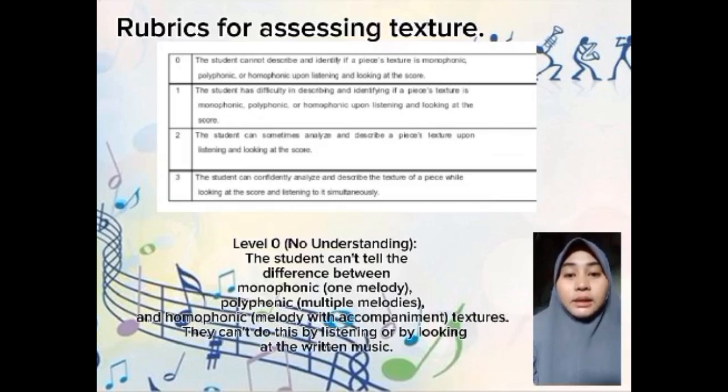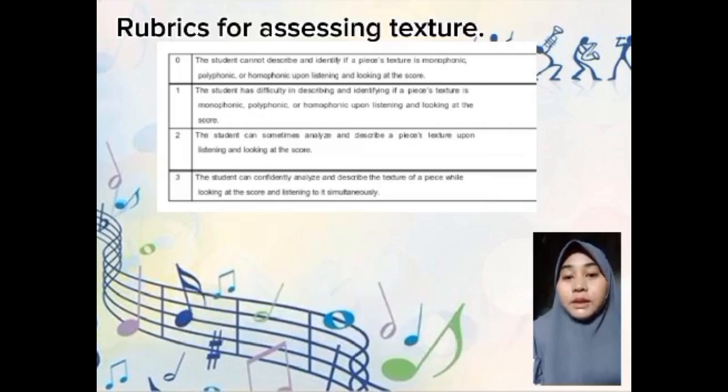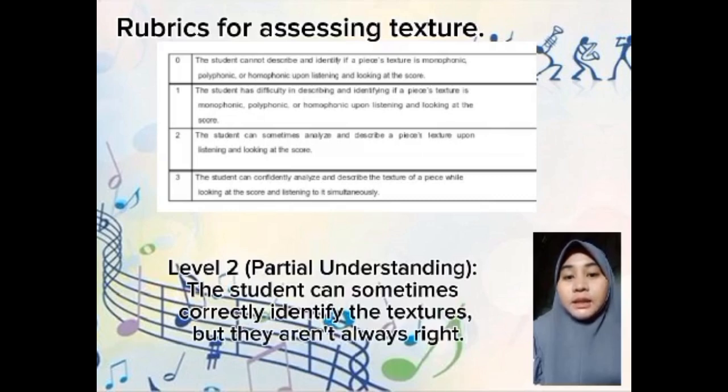The student can tell the difference between monophonic, one melody, polyphonic, multiple melodies, and homophonic, melody with accompaniment texture. They can do this by listening or by looking at the written music. Level 1, limited understanding. The student has trouble telling the difference between the textures, might get some right, but they are not consistent. Level 2, partial understanding. The student can sometimes correctly identify the texture, but they are not always right.